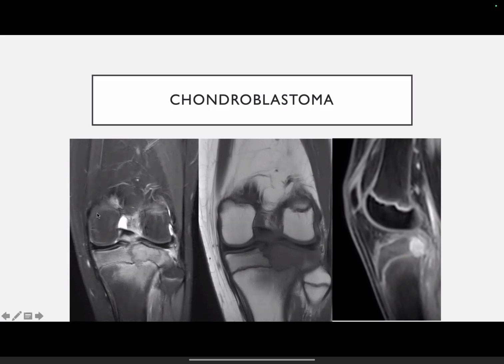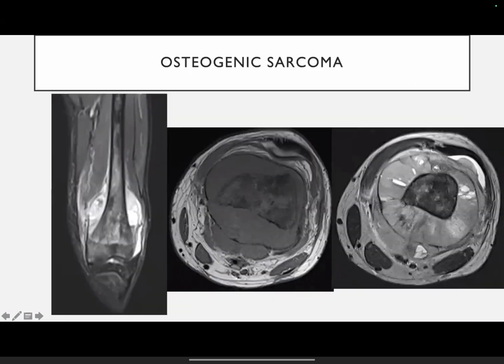So this is the proton density image on a fat saturated image, and we see florid bone marrow edema, and we see an ill-defined lesion in the epiphyseal area touching the growth plate. This is the corresponding T1 weighted image where the lesion appears iso to hypo, and there is edema in the surrounding bone. On post contrast, it shows nearly homogeneous intense enhancement. So lesions like chondroblastomas are one of the most common lesions that affect these sites and present with florid edema.